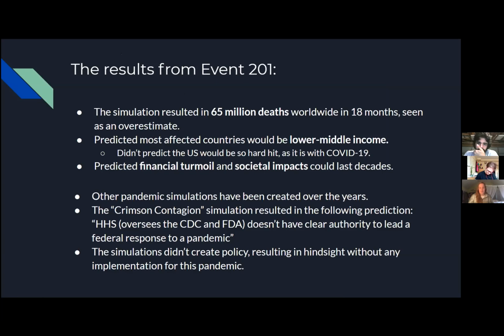So the simulation estimated that there would be 65 million deaths worldwide in 18 months. However, this was viewed even by people within the simulation as an overestimate. They predicted most affected countries would be lower middle income and that there would be financial turmoil and societal impacts for decades. Now, these simulations don't create policy, they simply result in hindsight, and they're not always completely accurate in what they predict. So this simulation predicted the US would not be hard hit by their hypothetical virus, yet it was with COVID-19. So it is important to understand and learn from these simulations, but we should be aware that there is often a greater picture than what they predict.